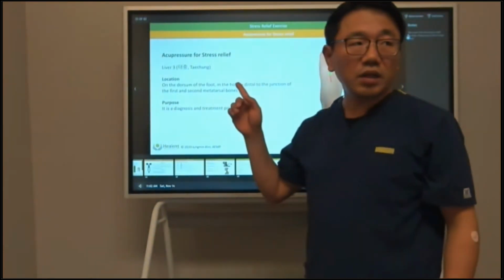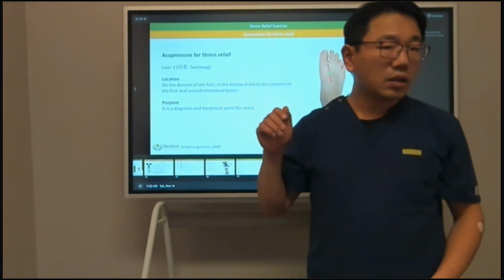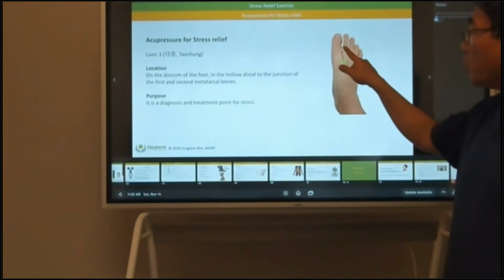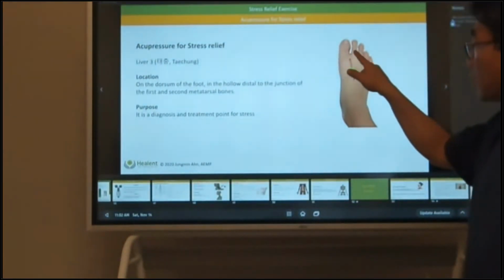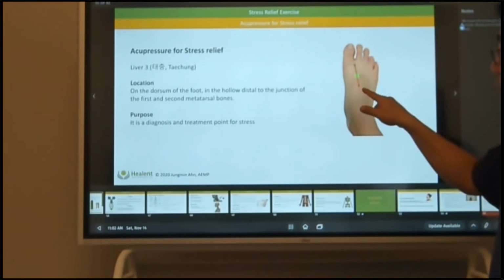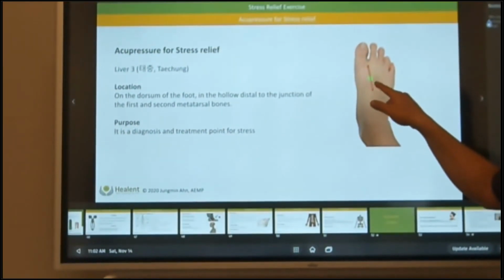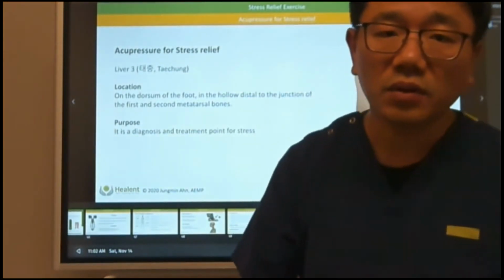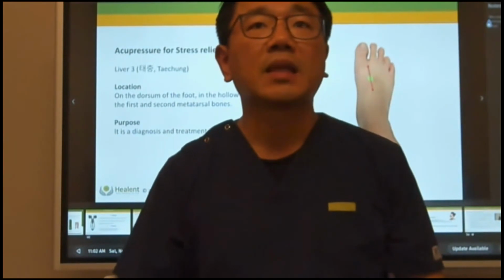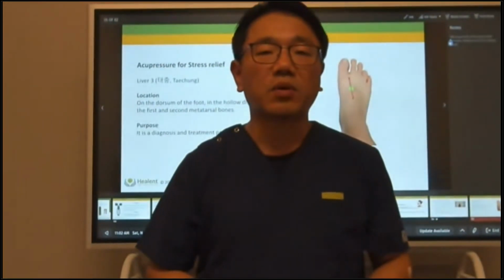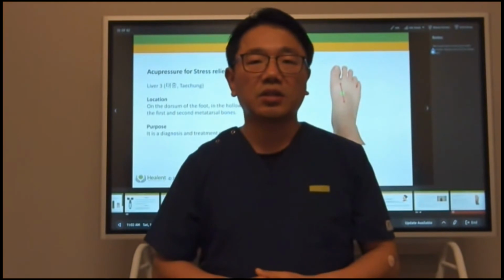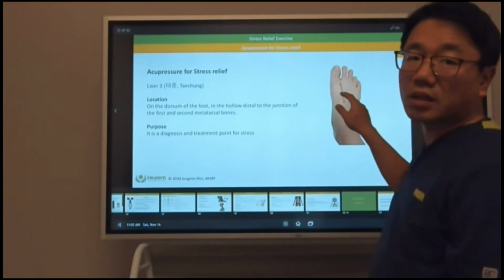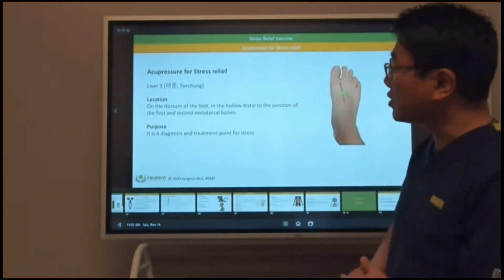So Liver 3 is the point right here, between your first and second toe. If you follow the bones, there's a point right here, that's Liver 3. This is an excellent point to check your stress level and treat stress body reactions like hypochondriac pain, indigestion, and sudden anger and things like that. So this is a very good point to apply for stress relief.